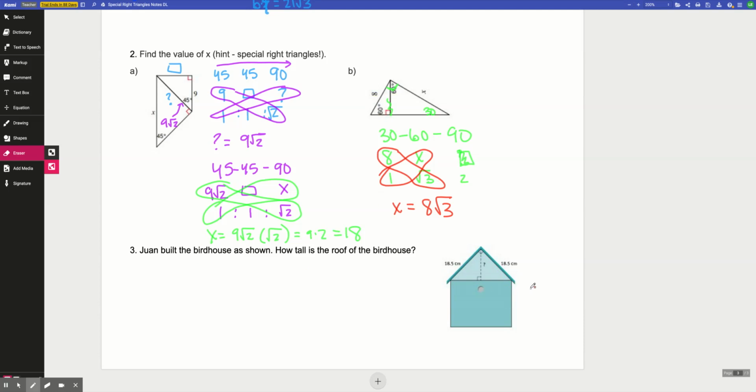So this is talking about a guy who built a birdhouse, right? And they want to know how tall the roof of the birdhouse is. Now, this is another one where you may think you have to use the right triangle altitude theorem or do the ratios more than once, okay? But if you take a closer look at the diagram, it'll be easier to figure out what's going on, because there's no angle measurements in the diagram at all.